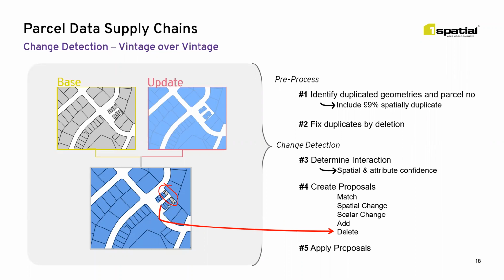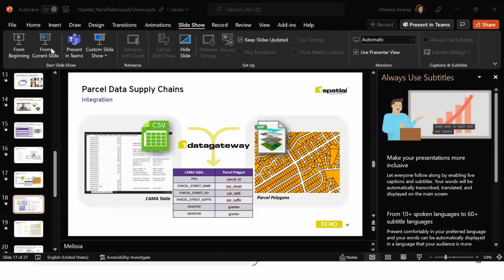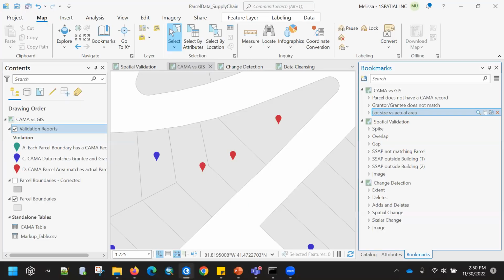This process typically occurs in the background when a county, for example, is ready to submit an updated parcel data set to the state. To illustrate what change detection looks like in the context of parcels, I'm going to switch gears again, sorry to confuse people, to our GS application. So we can go ahead and visualize what this process actually looks like.